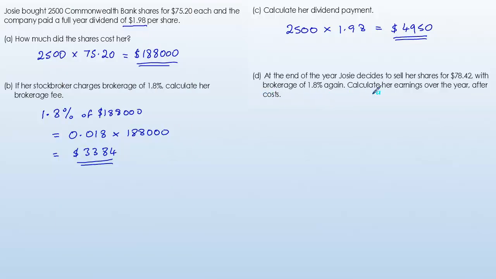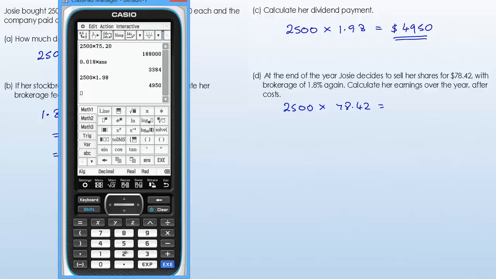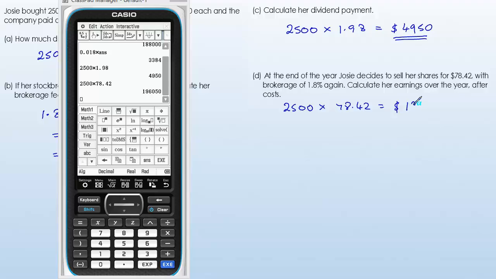At the end of the year, Josie decides to sell her shares for $78.42 with brokerage of 1.8% again. Calculate her earnings over the year after costs. So it's 2,500 shares she has, and now the price is $78.42. So let's see what she gets for her shares. So that's 2,500 multiplied by 78.42. So that's going to be $196,050.